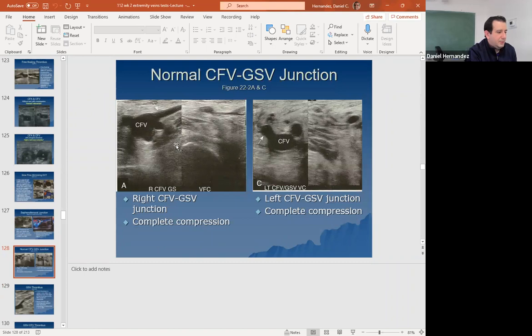So again, we want to show right common femoral, left common femoral, with and without compression. We want to make sure that everything compresses down. Complete compression.